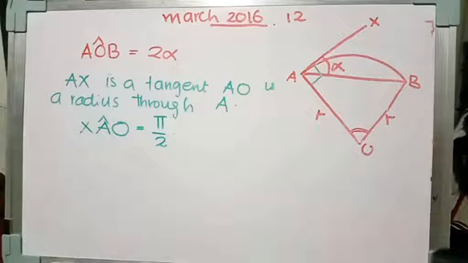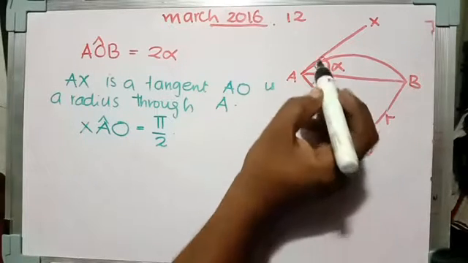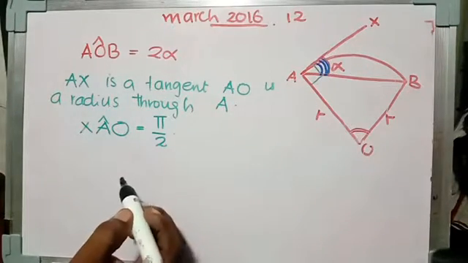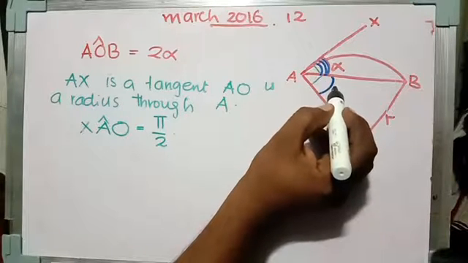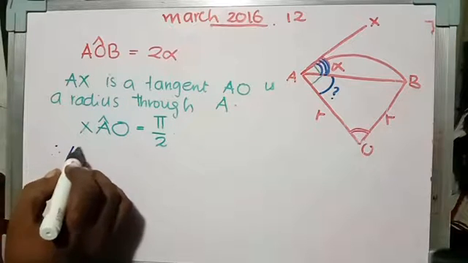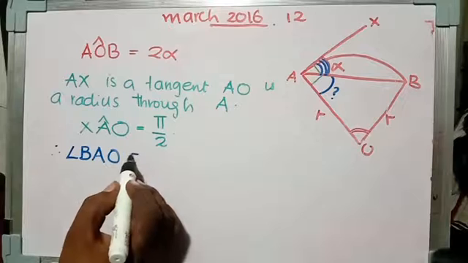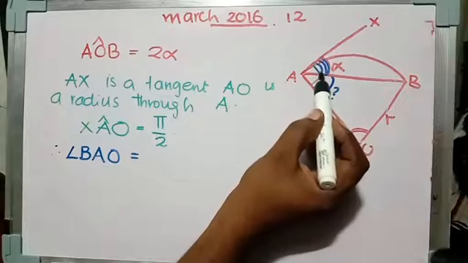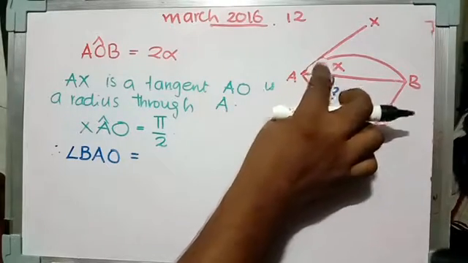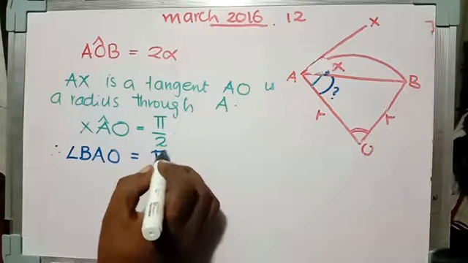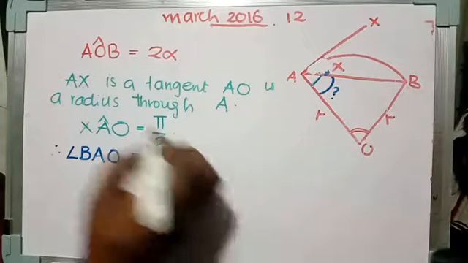Okay, the concept is very clear now, and this angle is mentioned as alpha. So how do we find out angle BAO? It is the right angle minus alpha. So we get angle BAO as pi by 2 minus alpha.